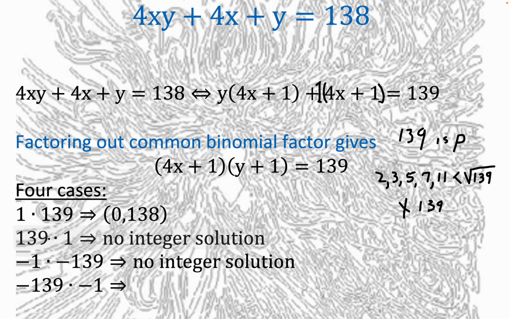But notice the case 139: when you set 4x plus 1 equal to 139, you don't get an integer solution, and you can verify that yourself. 4 times 35 is 140. 4 times 34 is 136. And so there's no integer solution right here. 4x plus 1 cannot equal 139 as far as integers go.